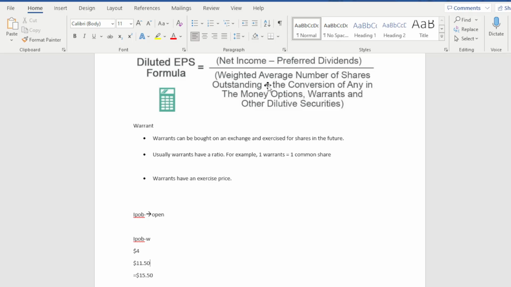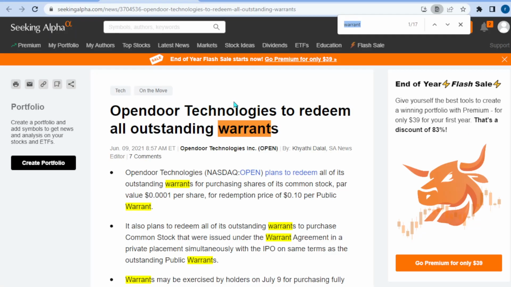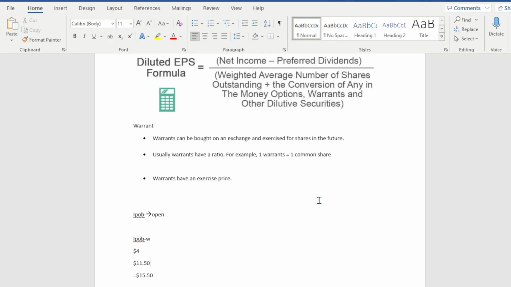Now, one more thing with warrants. A company can redeem them. They can essentially just get rid of all of the warrants. And we see that right here. This article is from June 9th, 2021. It says Opendoor Technologies to redeem all outstanding warrants. It says that they're going to redeem the warrants for 10 cents per warrant. So either you get rid of it and get 10 cents, or you exercise and buy the shares with that $11.50 exercise price. I hope this explained what warrants are and how they could be dilutive.